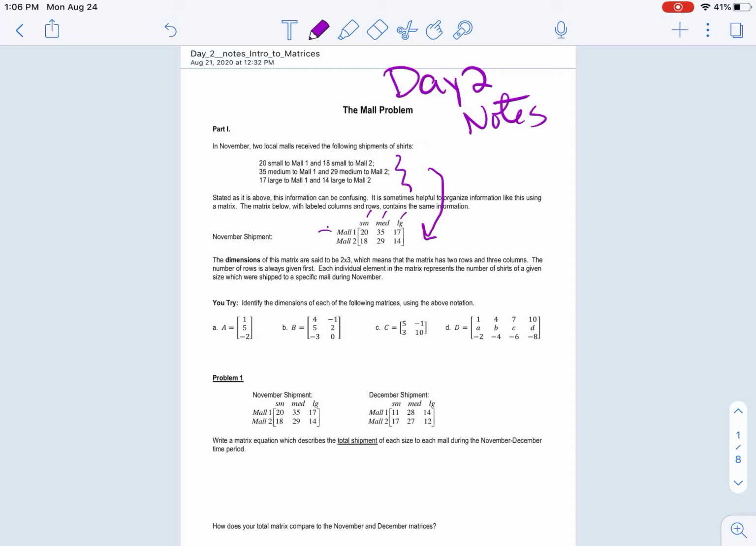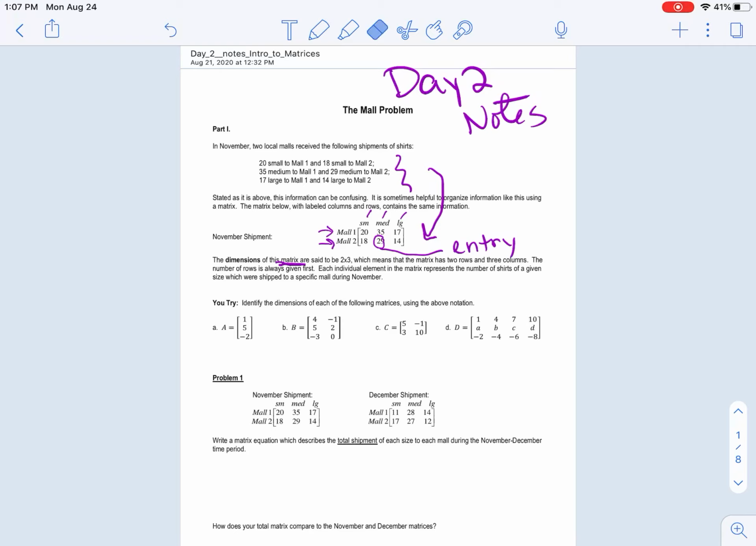I have Mall 1 and Mall 2. So I could ask you, how many mediums did Mall 2 get? And you would be able to go right there to 29. Okay, this 29 is called an entry in our matrix. This thing is called a matrix. It tells us where to go. So if I say Mall 2 mediums, you go to 29, that's an entry.